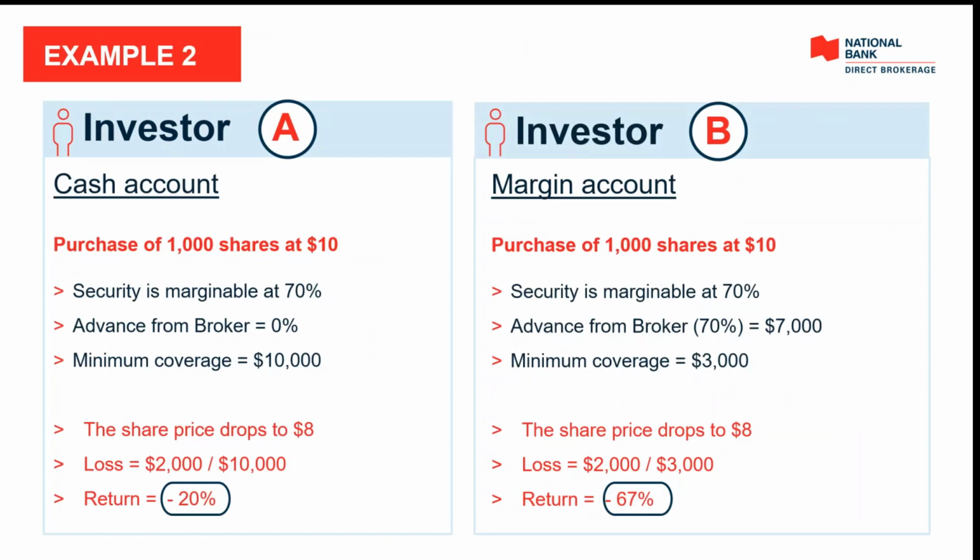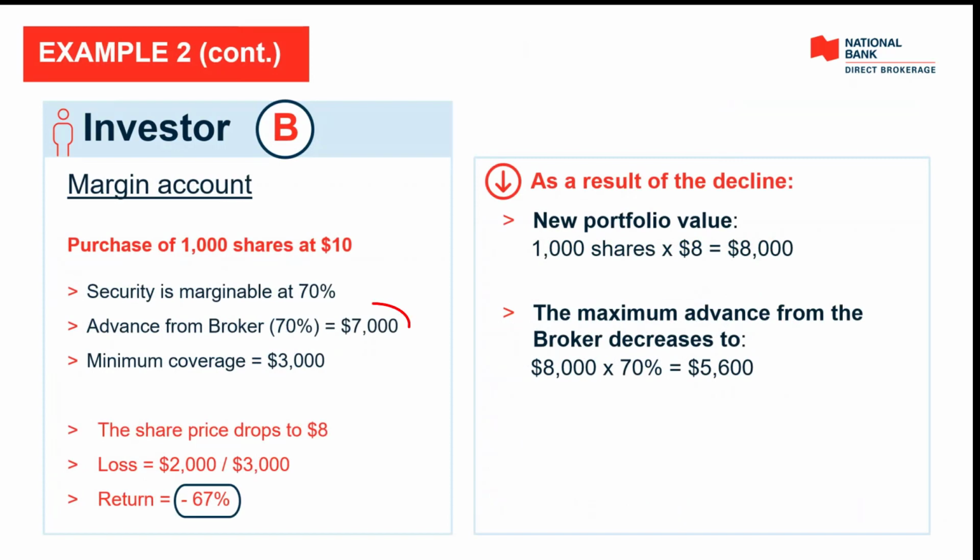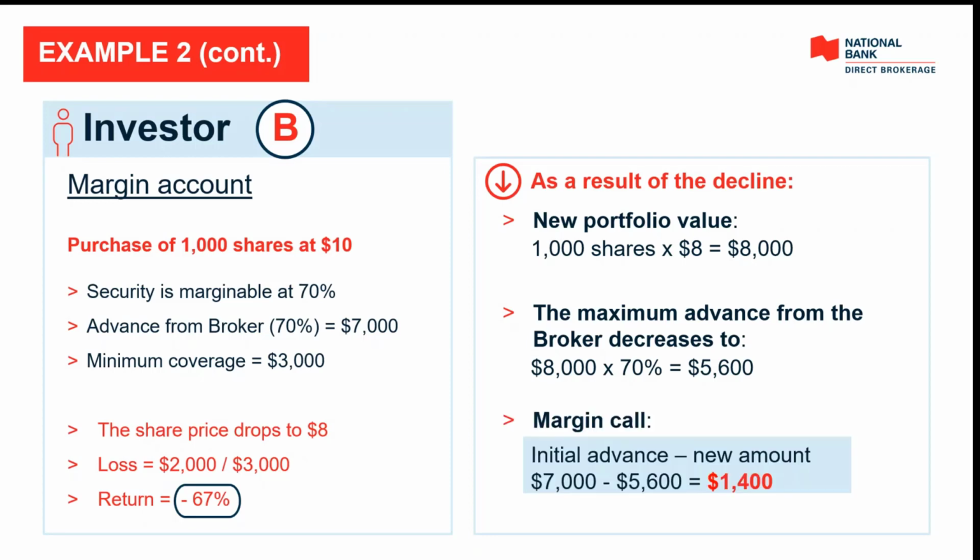Now, because of the decrease in the share price, this also has the effect of decreasing the maximum advance of the broker. It was originally $7,000, but the new market value of the portfolio is $8,000, multiplied by 70%, which is the new maximum advance of the broker, which gives us a maximum advance of $5,600. So the initial advance of $7,000 minus the new advance of $5,600 means that our Investor B will have to deposit an additional amount of $1,400 to cover the margin call.